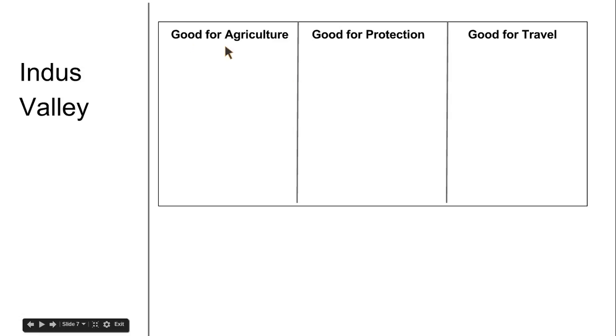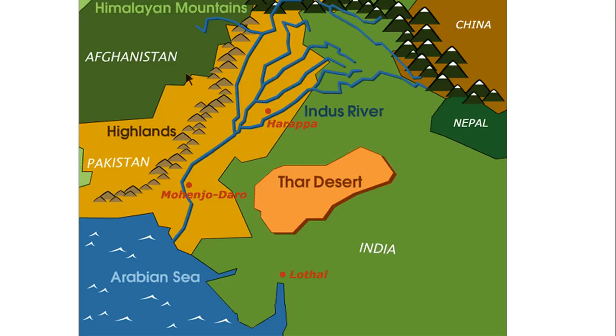Under these words, you're going to write the geographical features that you see on the map that you think will fit in each category. So, use this map to write down the features that you think would be most helpful for farming or agriculture, the features that you think would be good for protection from enemies, and the features that you think will be good for travel. Pause your video and try to write at least one feature in every box. Go.